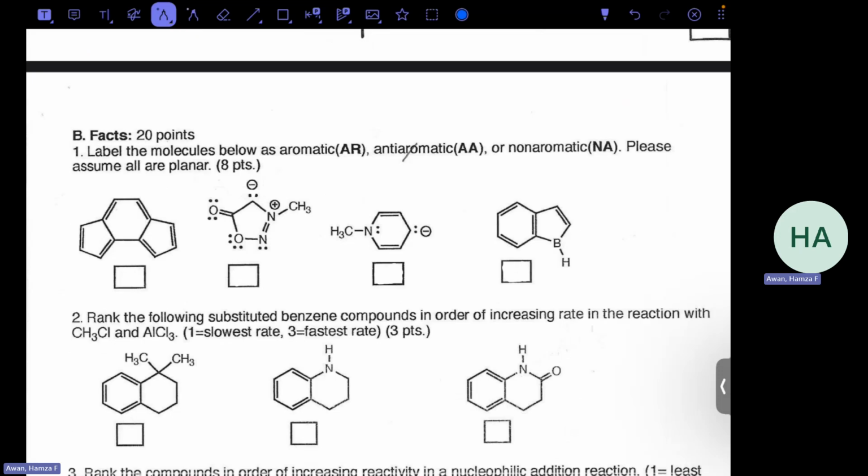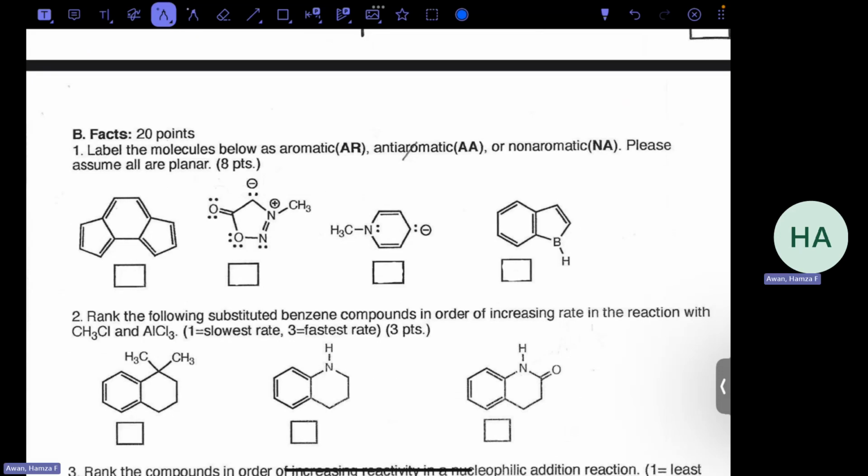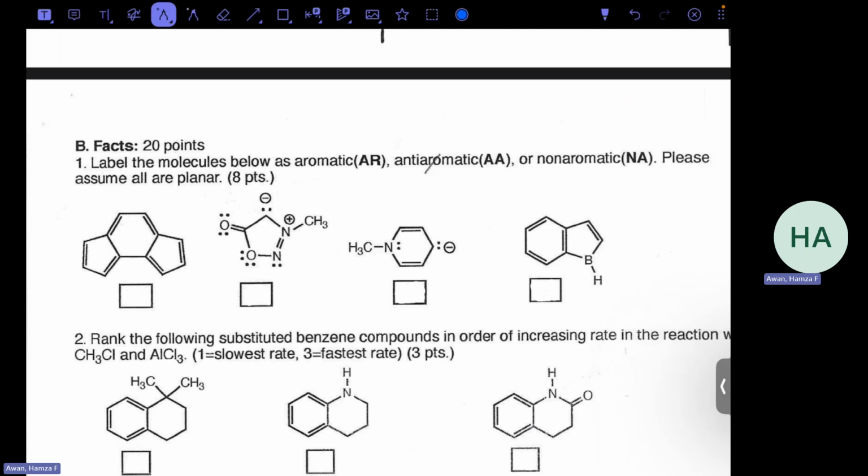So, moving on to the facts section. This facts section is going to be quite interesting. The first one is asking to label the molecules below as aromatic, anti-aromatic, or non-aromatic. Please assume all are planar.